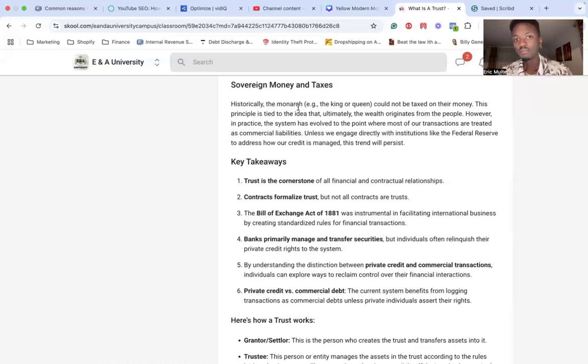So historically, the monarch, right, king or queen, could not be taxed on their money. This principle is tied to the idea that ultimately the wealth originates from people. Guys, I want you to hear that again. The wealth originates from people. I bring this example up quite a number of times.